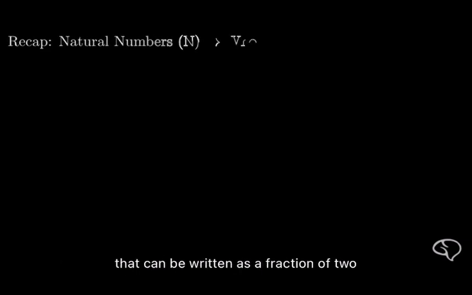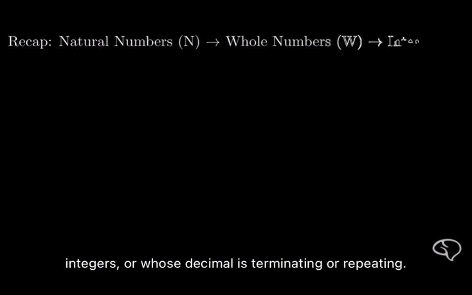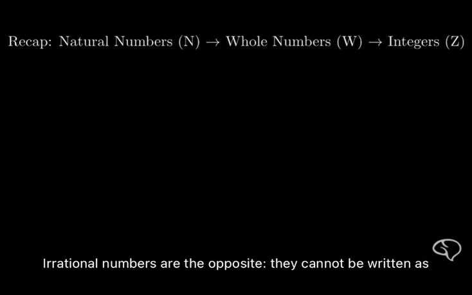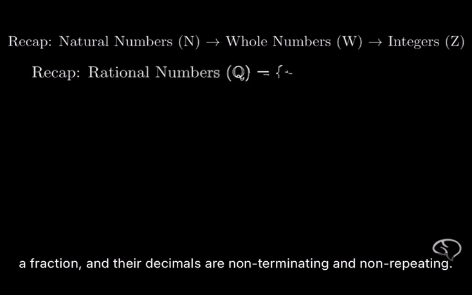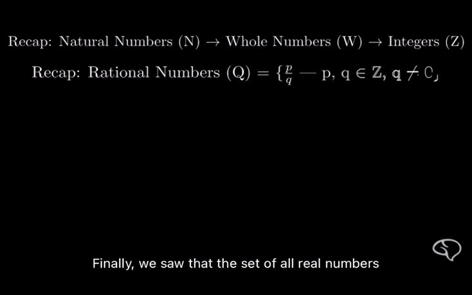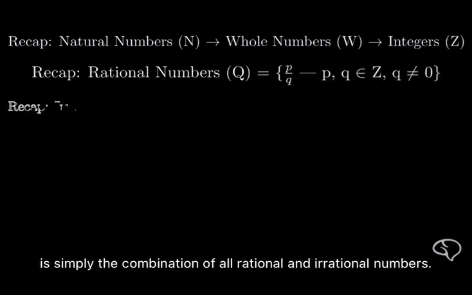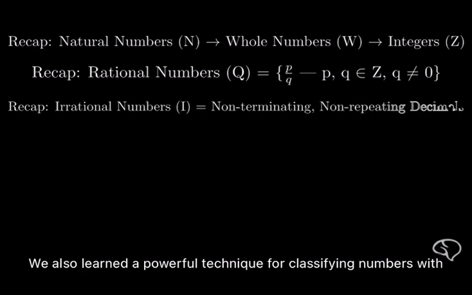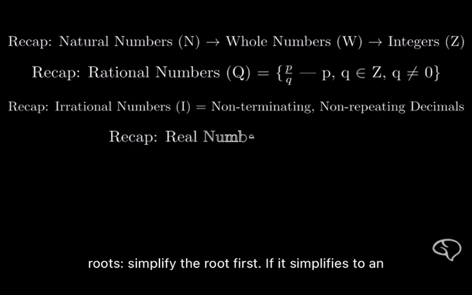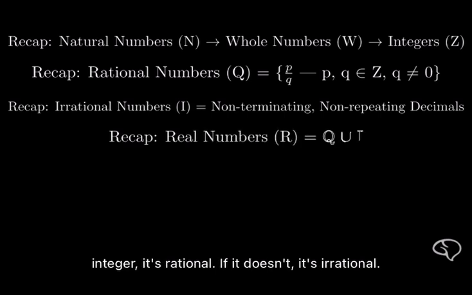Let's quickly recap what we've learned today. We've explored the different types of real numbers. We started with the natural numbers, which are the counting numbers. Then we added 0 to get the whole numbers, including negative whole numbers gave us the integers. We then learned that rational numbers are any numbers that can be written as a fraction of 2 integers, or whose decimal is terminating or repeating. Irrational numbers are the opposite. They cannot be written as a fraction, and their decimals are non-terminating and non-repeating. Finally, we saw that the set of all real numbers is simply the combination of all rational and irrational numbers.